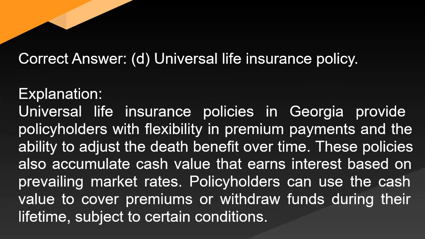Correct answer: D. Universal life insurance policy. Explanation: Universal life insurance policies in Georgia provide policyholders with flexibility in premium payments and the ability to adjust the death benefit over time. These policies also accumulate cash value that earns interest based on prevailing market rates. Policyholders can use the cash value to cover premiums or withdraw funds during their lifetime, subject to certain conditions.